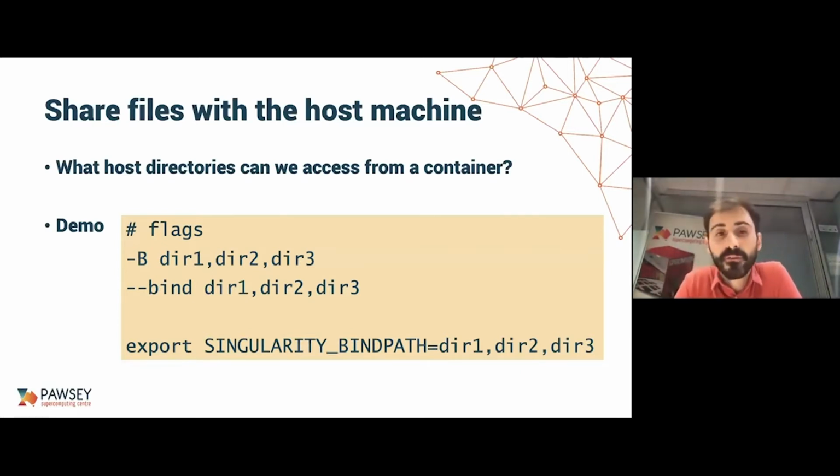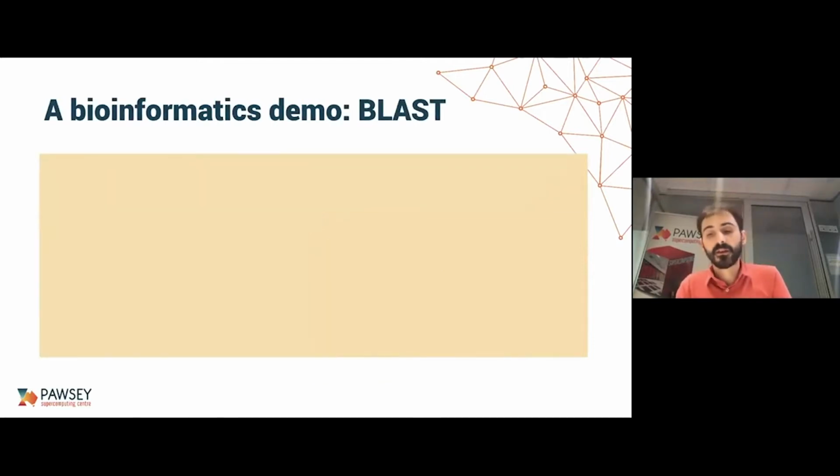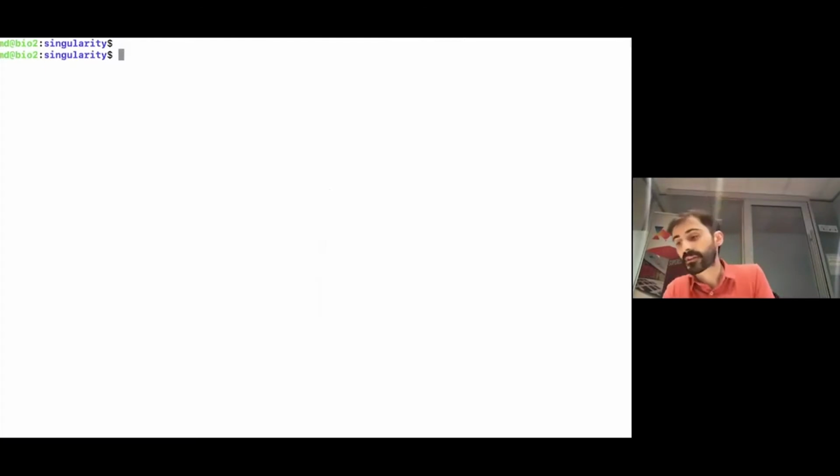And now we're going to cover a couple of important topics: how to share files between the host machine and containers. And there are special flags and special environment variables for that we're going to see quite soon. And also how to eventually tweak and tune the sharing of variables between host and containers. So let's move back to the terminal and just ask ourselves some questions.